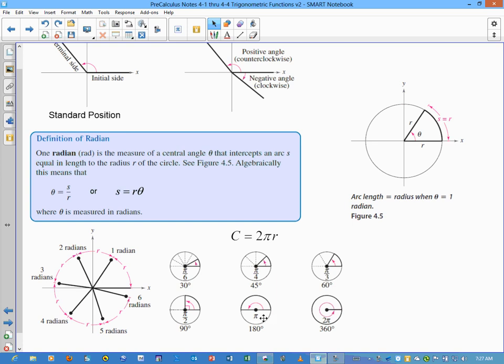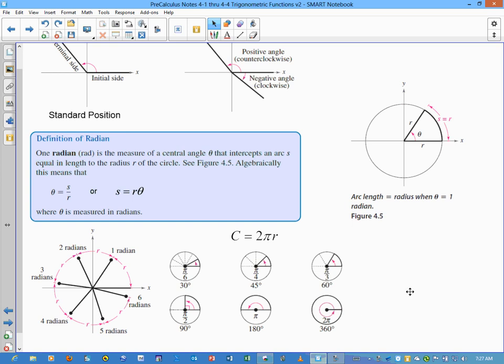So notice how pi is 180 degrees, so half of pi, which would be 90 degrees, is pi over 2. Pi over 3 would be 60 degrees, pi over 4 is 45 degrees, pi over 6 is 30 degrees, and it's just important to know those increments because you're going to be using them a lot.